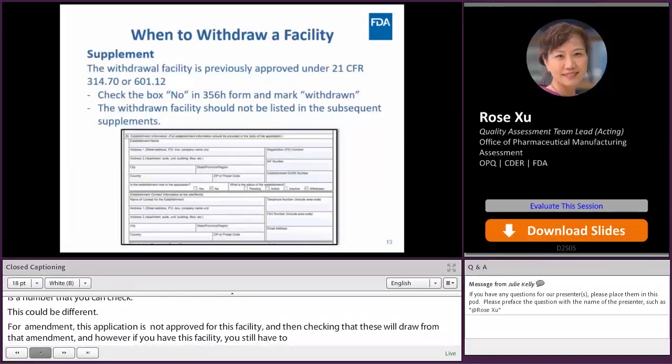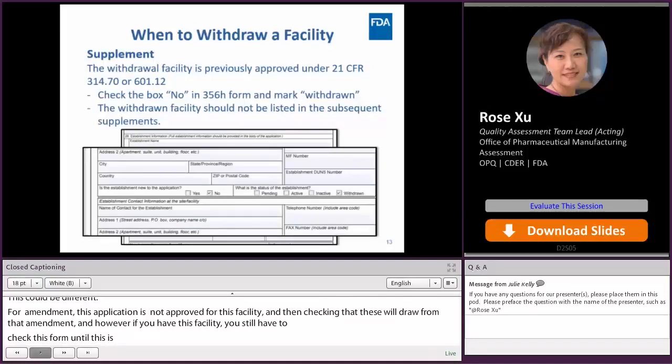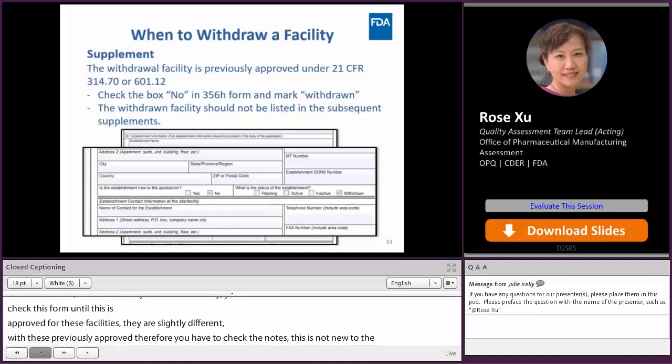But to withdraw a facility in a supplement, it is slightly different. The withdrawn facility was previously approved under 21 CFR 314.70 or 601.12. Therefore, you have to check the no box. That means it's not new to this application, and then check the withdrawal box. Since this withdrawn facility was previously approved and now it's withdrawn, you do not need to list this withdrawn facility in the subsequent supplements.